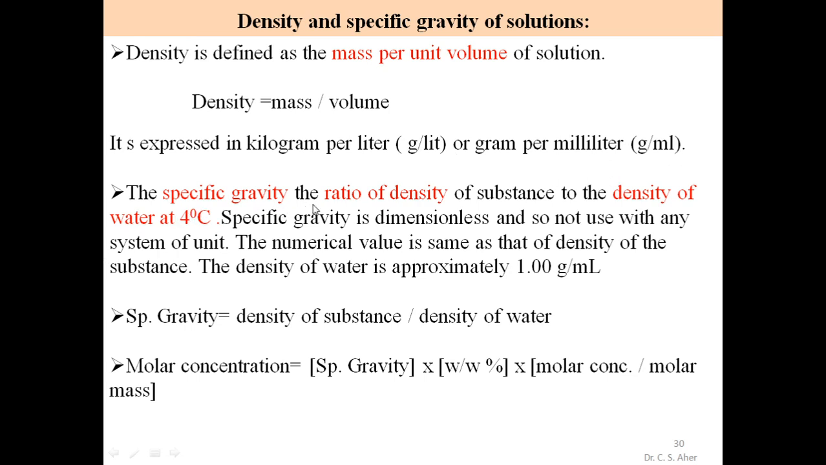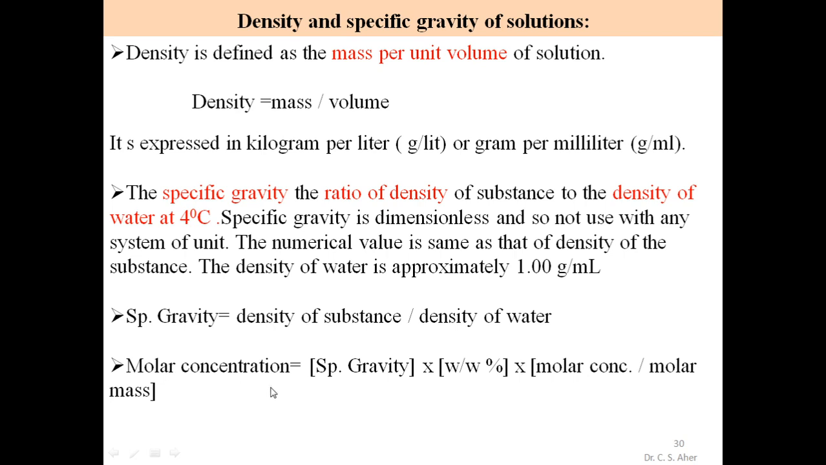The specific gravity is the ratio of the density of a substance to the density of water at 4 degrees centigrade. The specific gravity is dimensionless and so is not used with any system of units. Its numerical value is the same as that of the density of the substance. The density of water is approximately 1 gram per ml. So specific gravity is the density of substance upon the density of water, and this ratio is a dimensionless quantity.